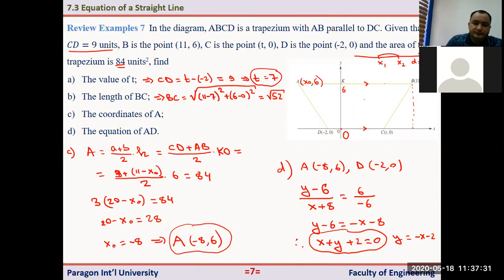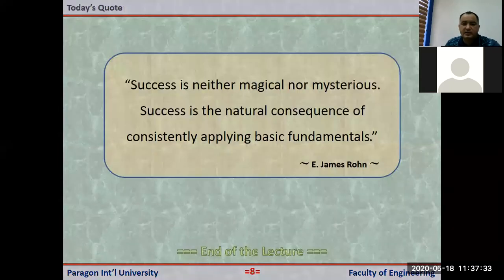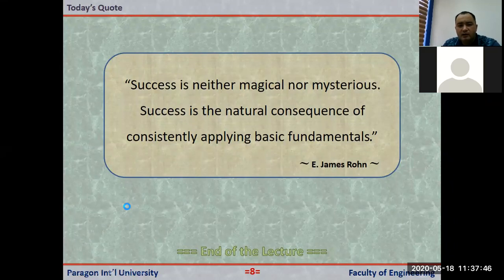All right. Now, success is neither magical nor mysterious. We have read this before maybe. Success is a natural consequence of consistently applying basic fundamentals, what we have learned so far. Now, I am closing this. Okay. If possible, show me your faces. If you are shy, you don't have to.